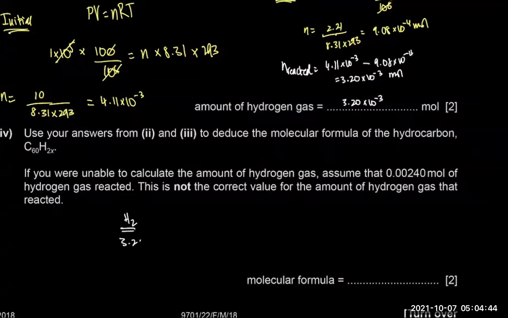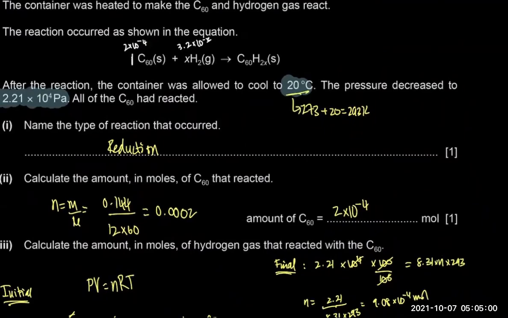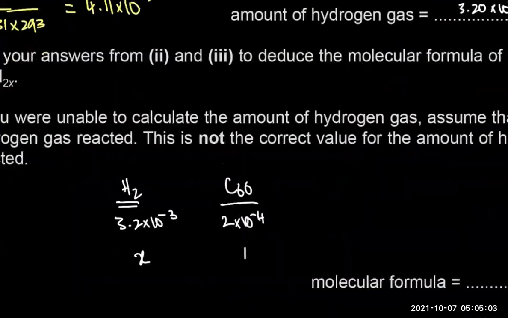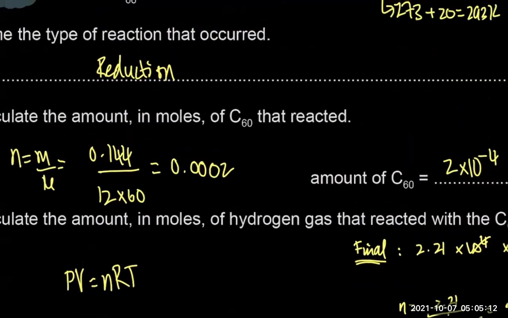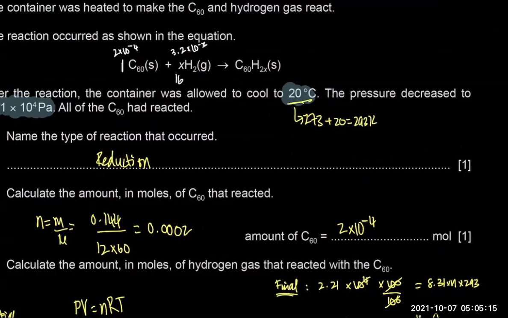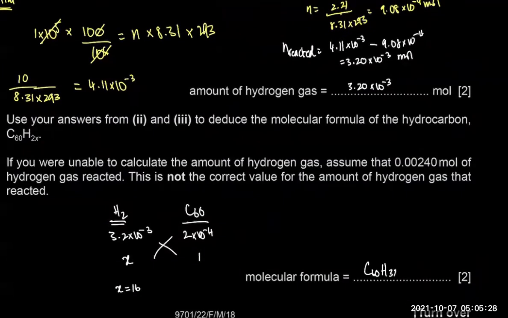For H2 we have 3.2 times 10 to the power of minus 3. And how many moles of C60 did we have? 2 times 10 to the power of minus 4. And for one mole of C60, how many moles of hydrogen gas do we need? Right? So that's the ratio, 1 is to x. So what does x come out to? If you cross multiply, you get x is equal to 16. So 16 moles of hydrogen gas were needed. That means how many hydrogen atoms do I have? 2 times 16, so that's 32. Right? Because in the formula it is 2x. So I can say that my molecular formula is just C60H32.